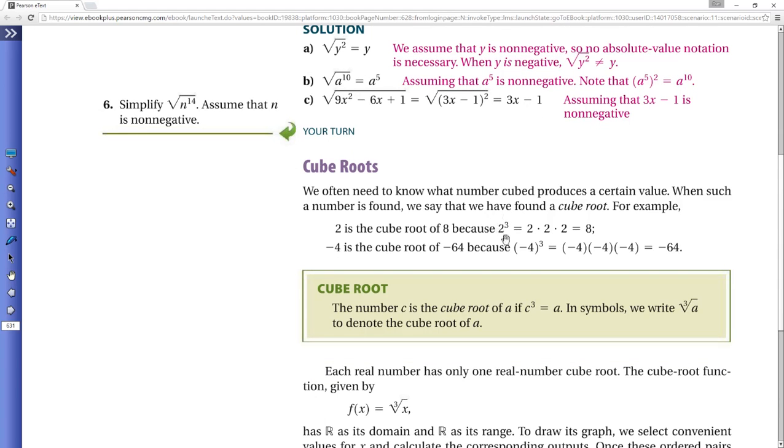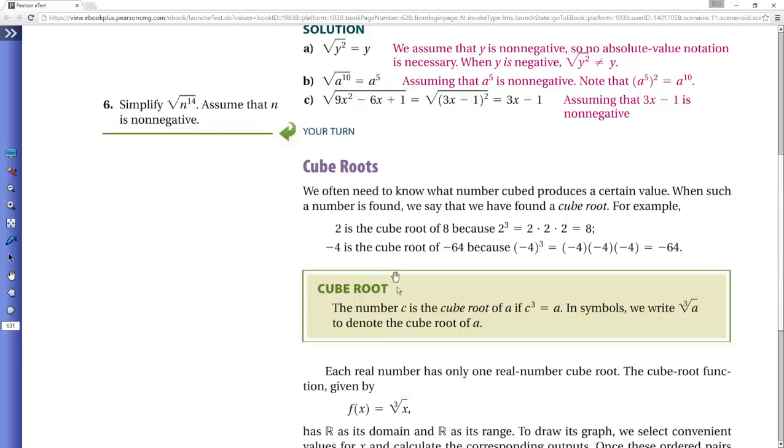Now we're talking about cubes. That nickname for to the third power comes from if we have an actual cube and we want volume, you take side times side times side, or s to the third power would be the volume. That's where the word cube comes from for to the third power. And they show you some examples of what that means. 2 is the cube root of 8 because 2 cubed, 2 to the third power, equals 2 times 2 times 2, or 8.